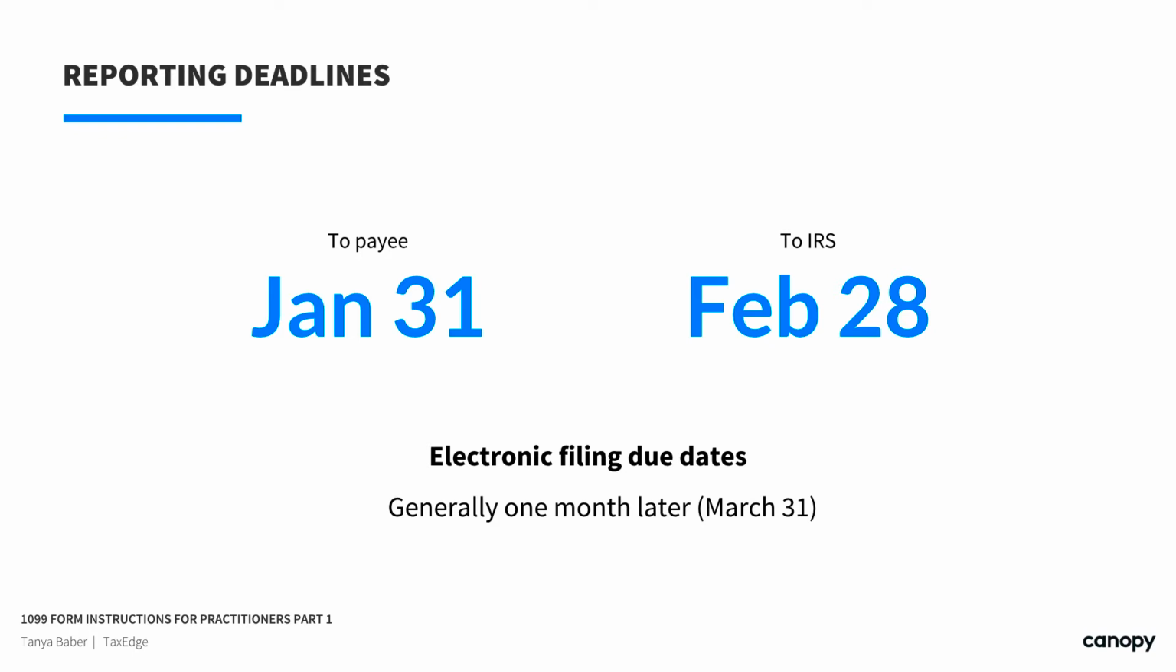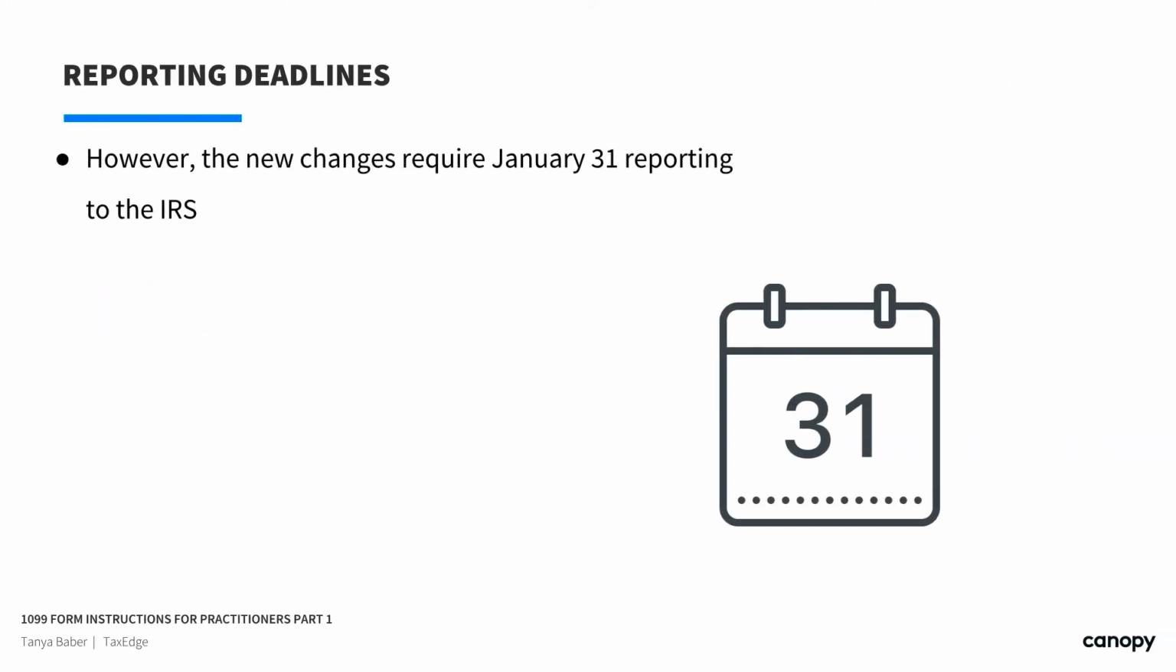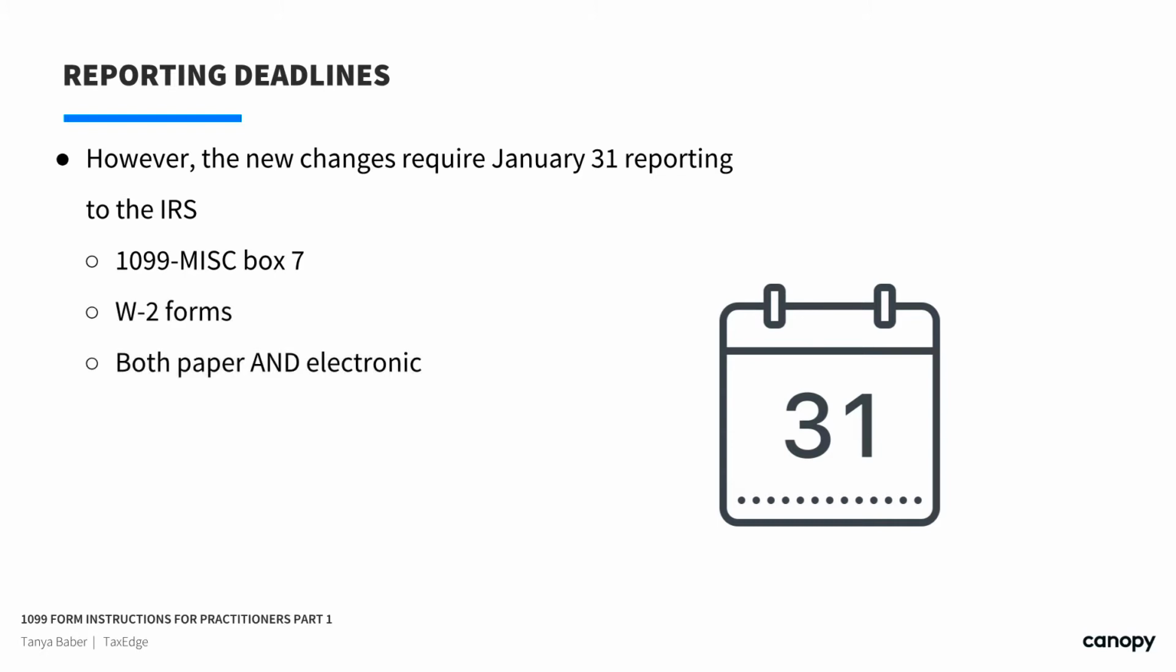However, with new changes that were rolled out just a couple years ago, if you happen to be reporting on a 1099-MISC, box 7, so that's your non-employee compensation, we want you to report it earlier. If you're doing a 1099-MISC for any other purpose, box 2, box 3, whatever, you can still use those same due dates. But if you have a 1099-MISC box 7, you will have to send it to the IRS by January 31st, electronic, paper, they don't care.